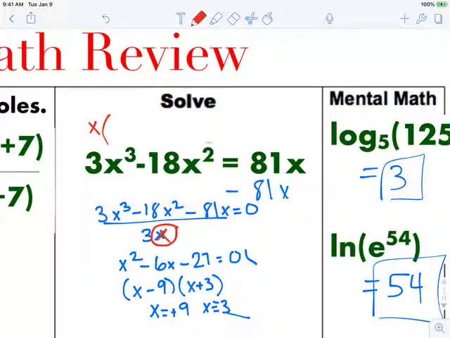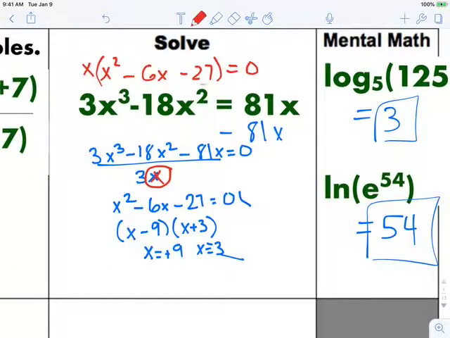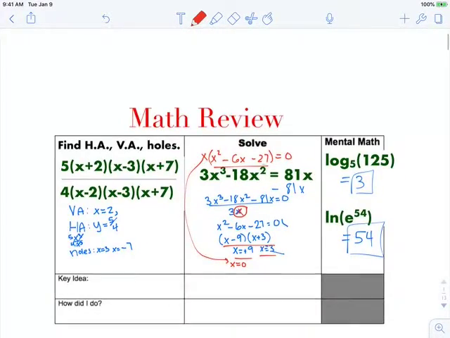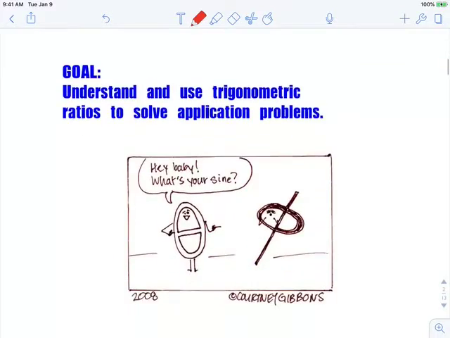X times, we already factored out the 3, so it's x times x squared minus 6x minus 27 equals 0. And like Miranda showed us, this part factors into this part, or this part. So then I have x equals 0 as well. So there were 3 zeros. X equals 0, x equals 9, x equals negative 3. Is that what you got? Okay. All right, good.